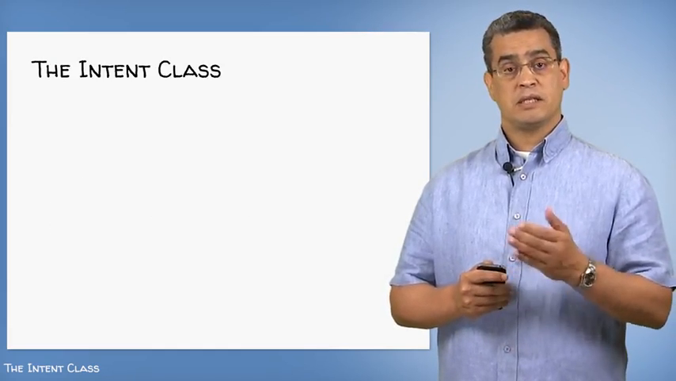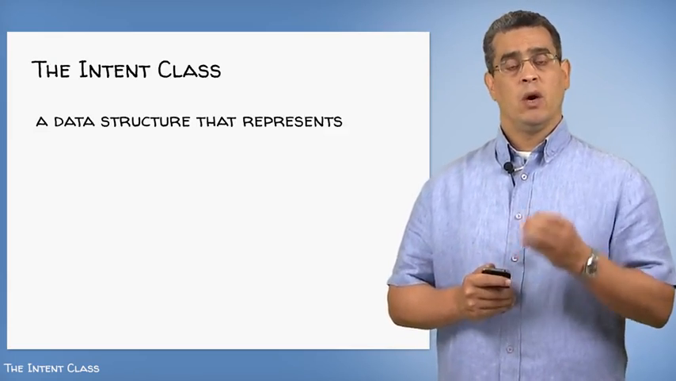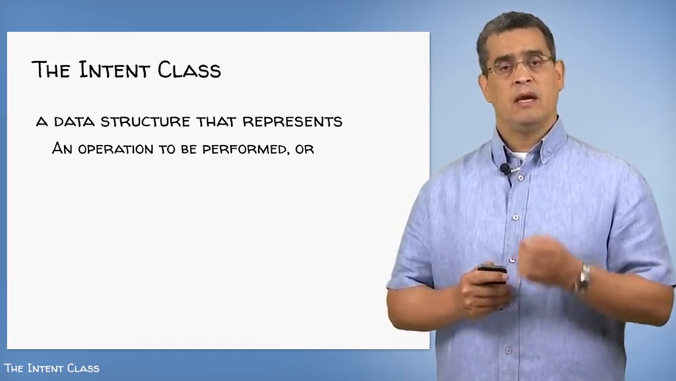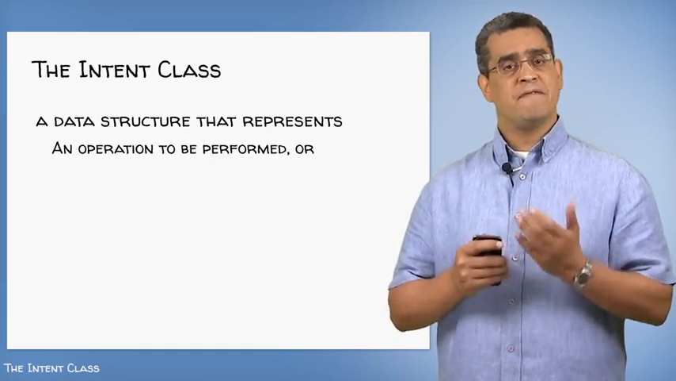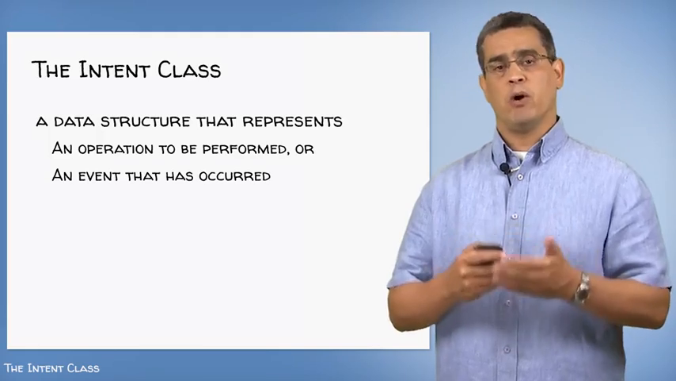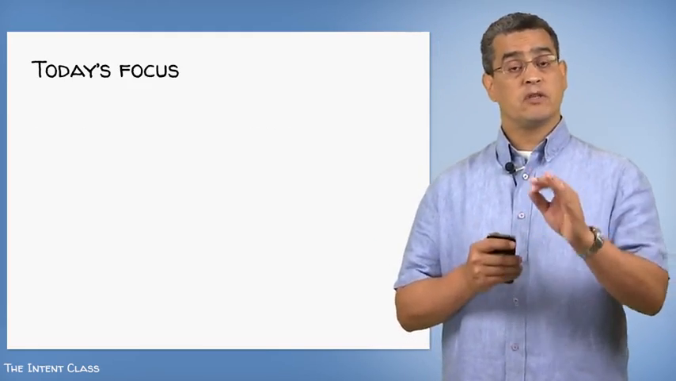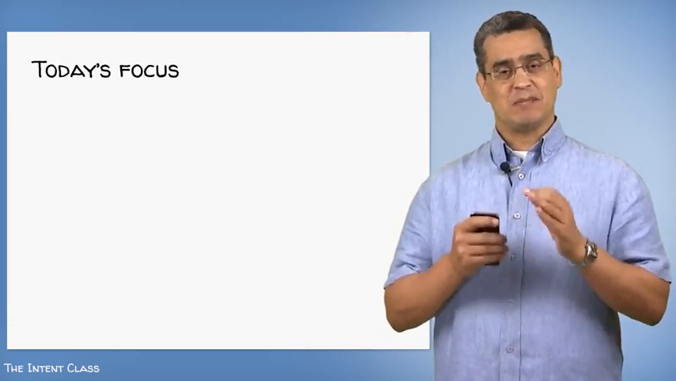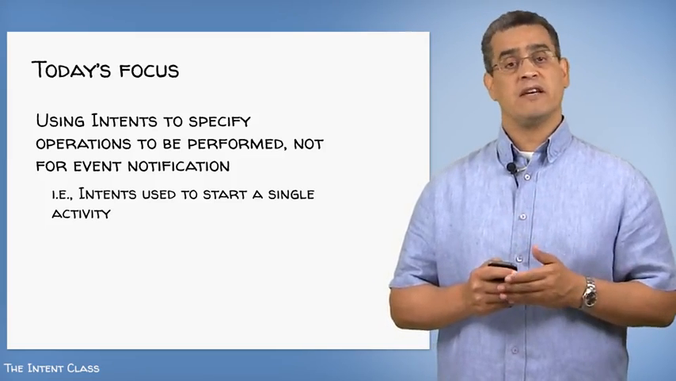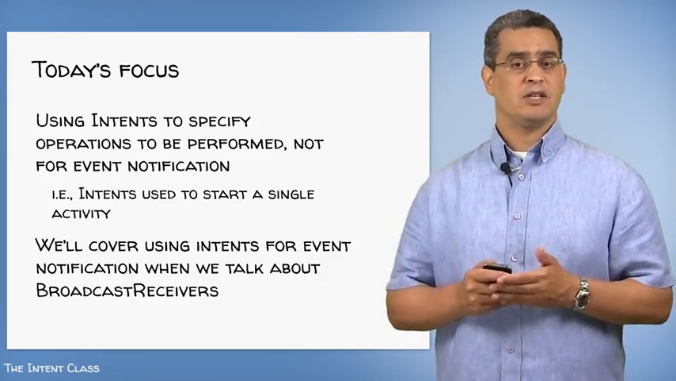The intent class is basically a data structure that serves at least two purposes in Android. One, it can specify an operation that you want to perform, and two, it can represent an event that has occurred in the system that you want to notify other components about. Today, however, we're going to focus on just the first of these, using intents to specify operations that you want performed. And we'll leave the second of these, using intents for event notification, for a later lesson when we talk about broadcast receivers.